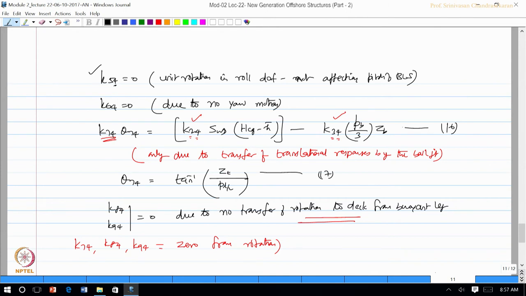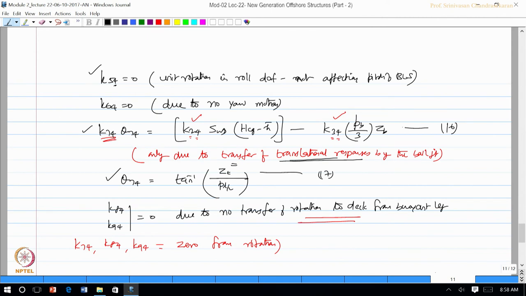Now one can estimate K74, which can be given by equation 16, as you see here. It arises from two components. One is because of K24, another is because of K34. Please note that these components are only due to transfer of translational responses. You know, 2 and 3 are the translational responses, 4 of course is the rotation given to estimate the stiffness coefficient because of unit rotation in the roll degree in the buoyant leg. So, by simplifying equation 16, we can get K74 given by this expression shown in equation 17.